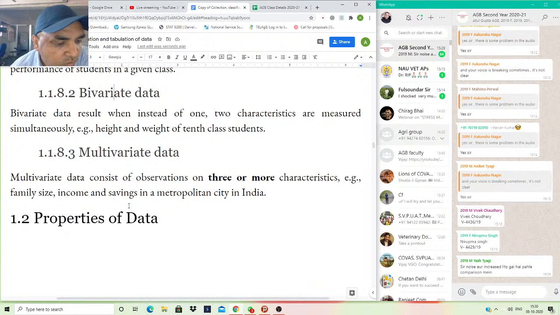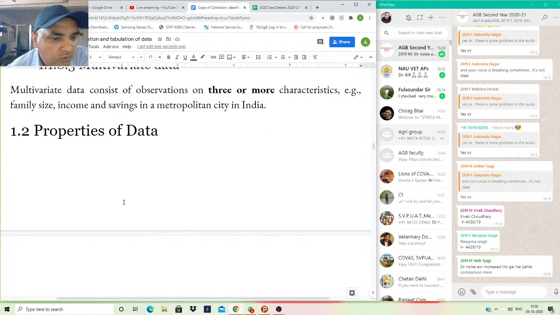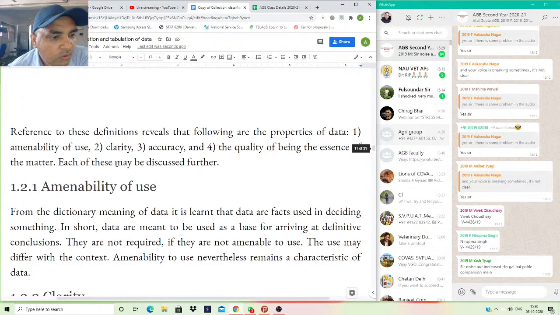Now we come to the properties of data. So what are the properties of data? With reference to the definition already given in the box, we understood that data have certain properties which they should meet. One is the amenability of use, then the clarity, then the accuracy, and the last one is the quality of being the essence of the matter.